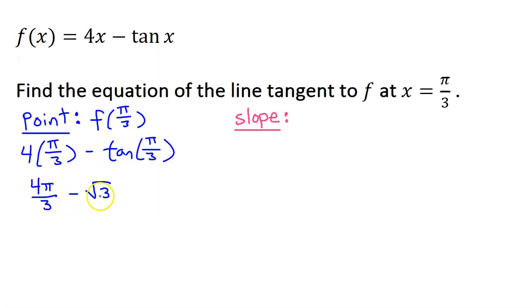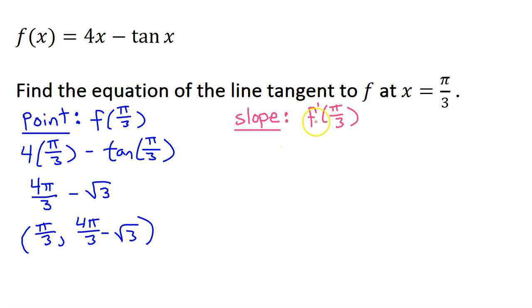Even though this has 2 terms to it, this expression is the output value that goes with this input value. In other words, the point that we are looking for is the point pi over 3, comma, 4 pi over 3 minus radical 3. Now we need to find the slope. To find the point, we had to do f at pi over 3. For the slope, we need to do f prime at pi over 3. Which means first we need f prime.